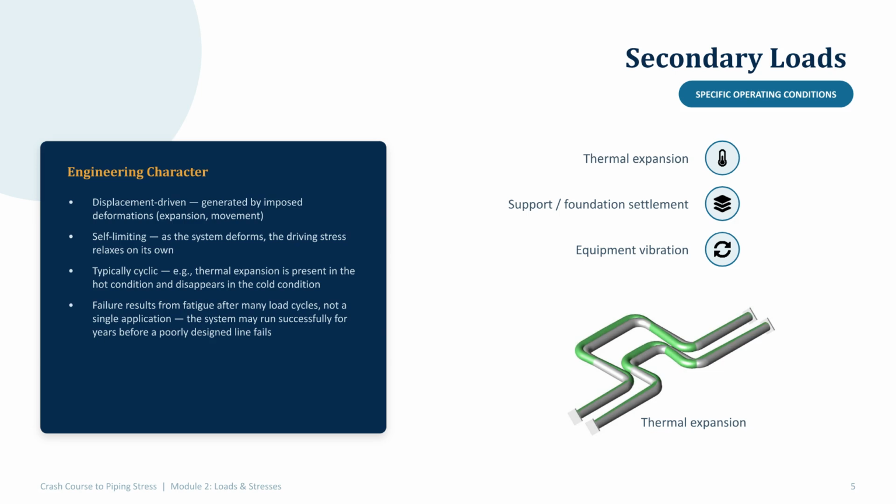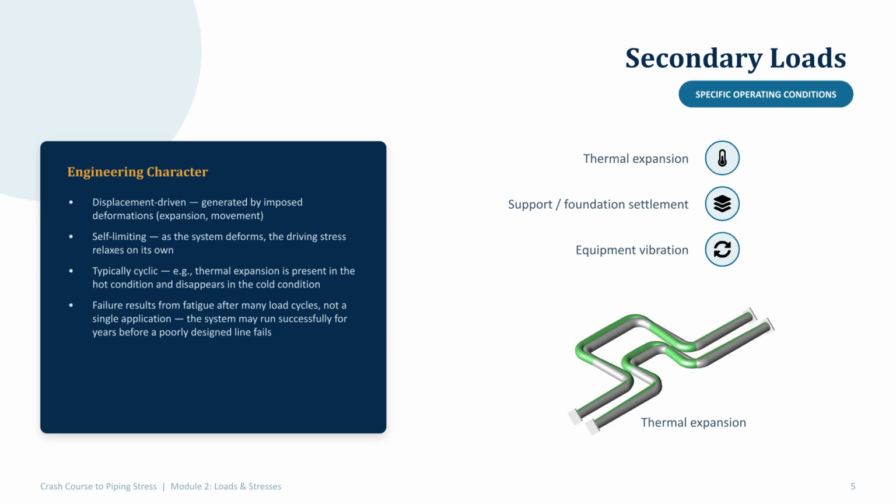Second, and here's the really important part, secondary loads are self-limiting. Go back to that metal ruler expanding in the sun. As it expands and pushes against whatever's restraining it, the pipe itself flexes and bends slightly, which relieves some of that built-up stress on its own. The system essentially self-corrects. This is fundamentally different from primary loads, which just keep pushing no matter what.